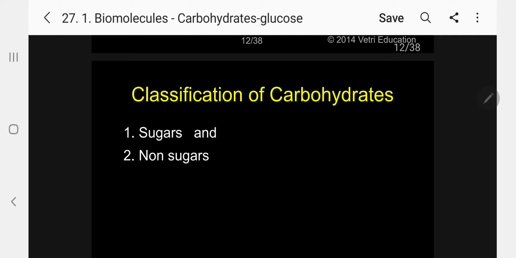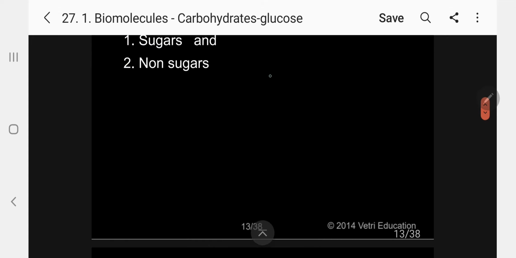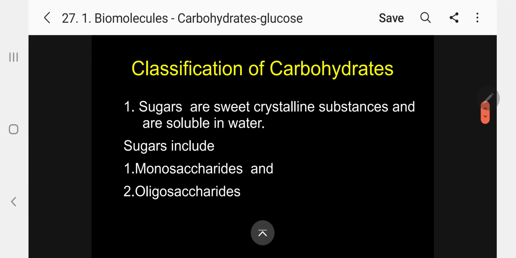How can we classify? Mainly we can classify into two types: one is sugar, another is non-sugar. Sugars, we know, are normally glucose, fructose, sucrose, examples you have already discussed. Non-sugars are generally polysaccharides, starch, cellulose. They do not have the taste of sugar. So let me go for sugars.